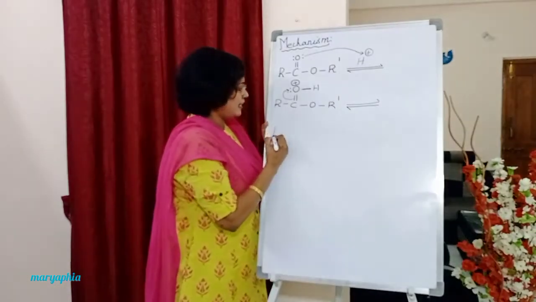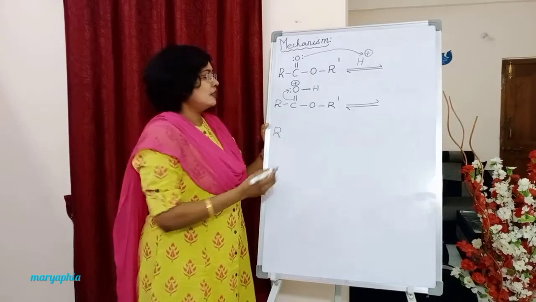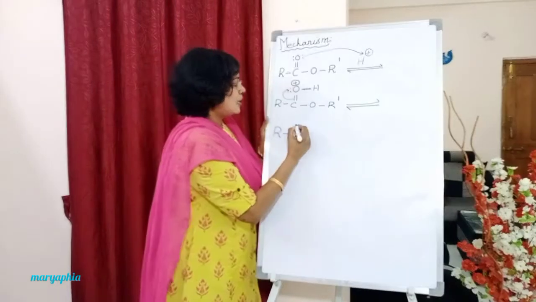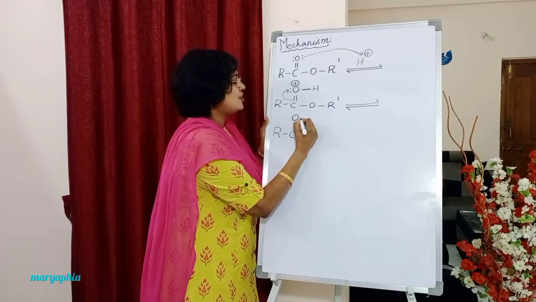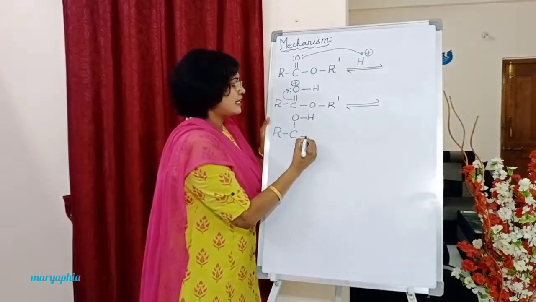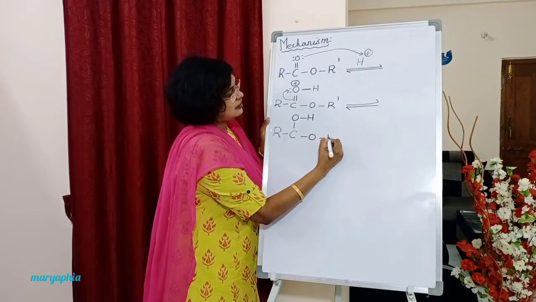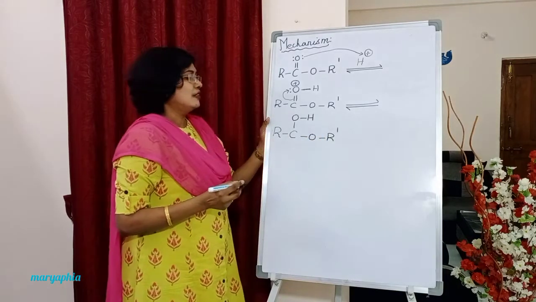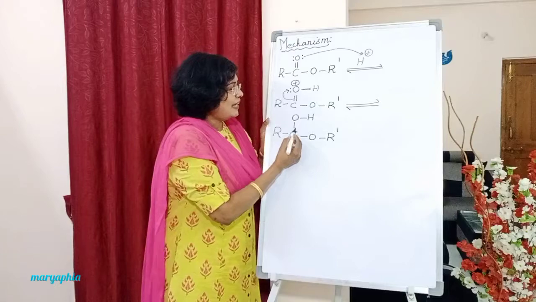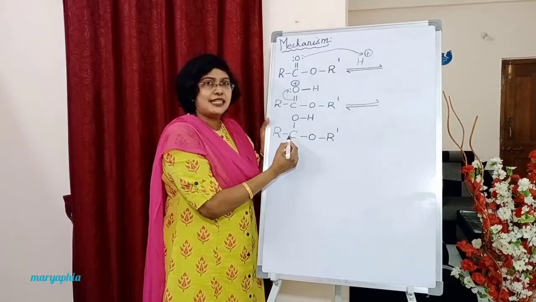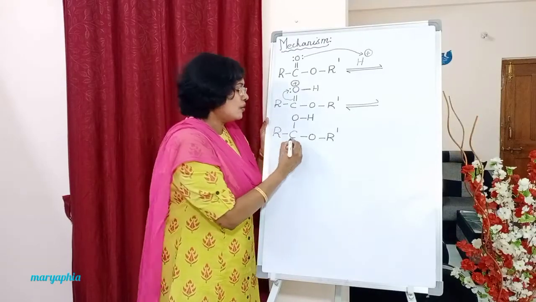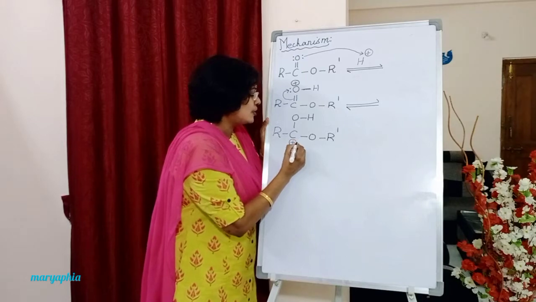Students, I am writing here R. Here C, just one below the other. Now here a single bond, oxygen, hydrogen. Now it has no positive charge. Right side, oxygen, R dash. Fine. Now where will the positive charge go? From where these pi electrons between oxygen and carbon went, carbon is now deficient of electrons. Look here, there are only three bonds. So carbon acquires a positive charge.